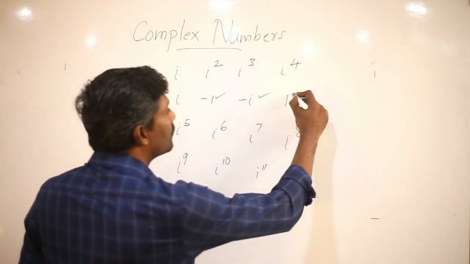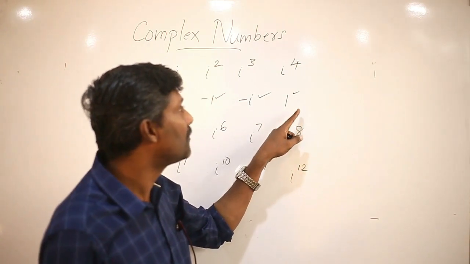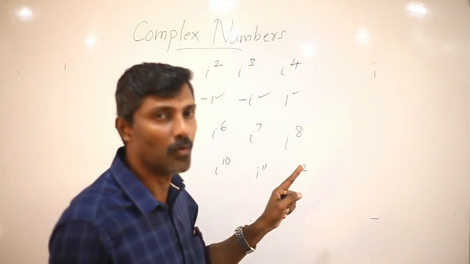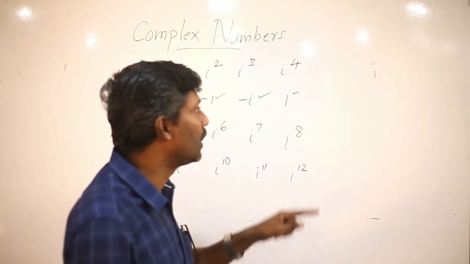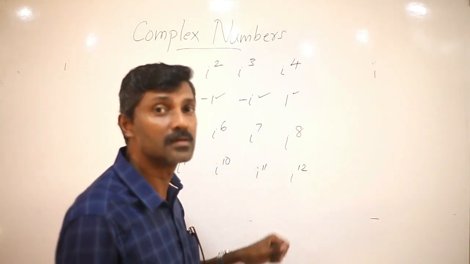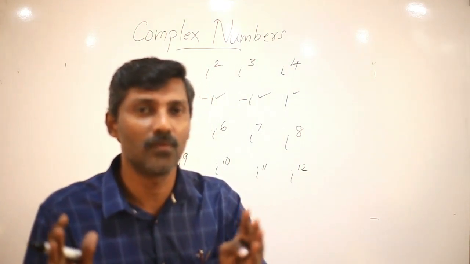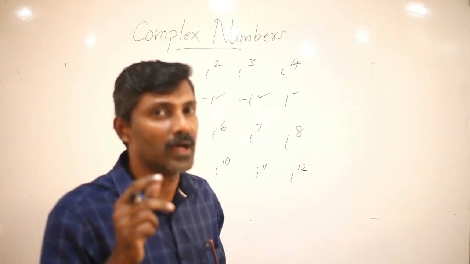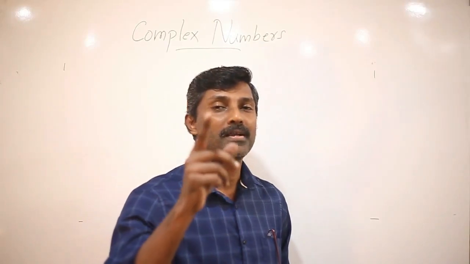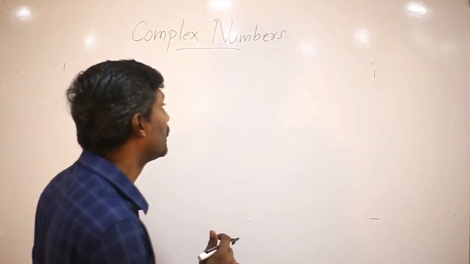i raised to 12 will be 1. So in short, if you have the powers of i which are multiples of 4, it will always be 1. i raised to 4 is 1, i raised to 8 is 1, i raised to 12 is 1, 16, 20, 24, etc. All the multiples of 4 coming as powers of i will give you the value 1. Clear? Understood? Right, now we will get into the real numbers, the real problems, okay?